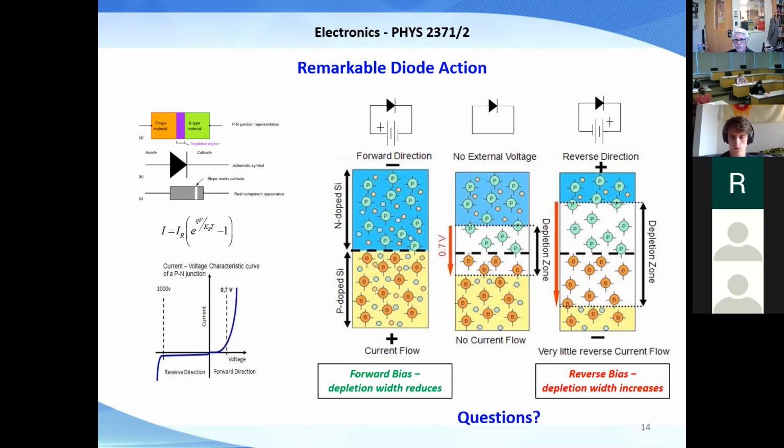Right. And then when you flip it, the holes are attracted to the electrons coming in from the negative current, so they pull towards the ends, creating a large depletion zone. So I guess you can think of it there as you're taking holes away. Right.